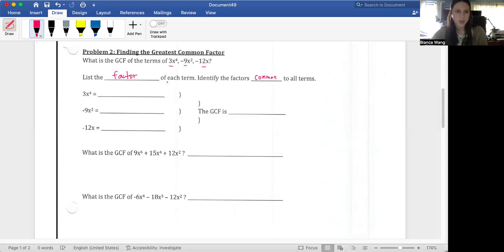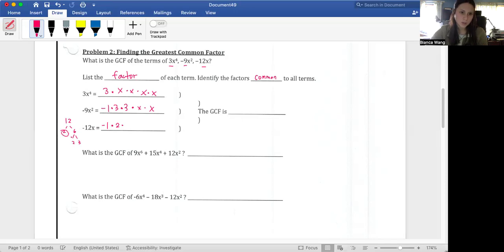Let's factor these terms. Well, I know 3 is a prime, so I can't break that down anymore. It'd be 3 times x times x times x times x. Well, I know 9 is not a prime because 3 times 3 makes 9. So when there's a negative, bring the -1 out. -1 times 3 times 3 times x times x. Okay. -12 can be broken down as -1 times 2 times 6, right? Right. So I've got 12, 2 times 6, and 6 can be broken down to 2 times 3.